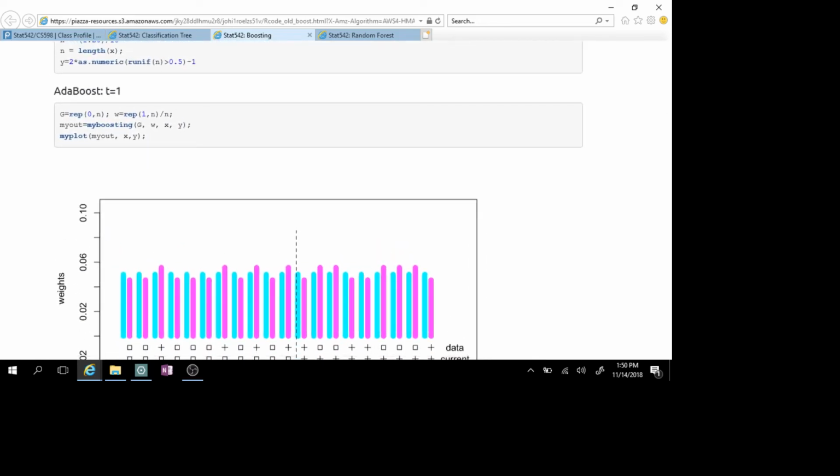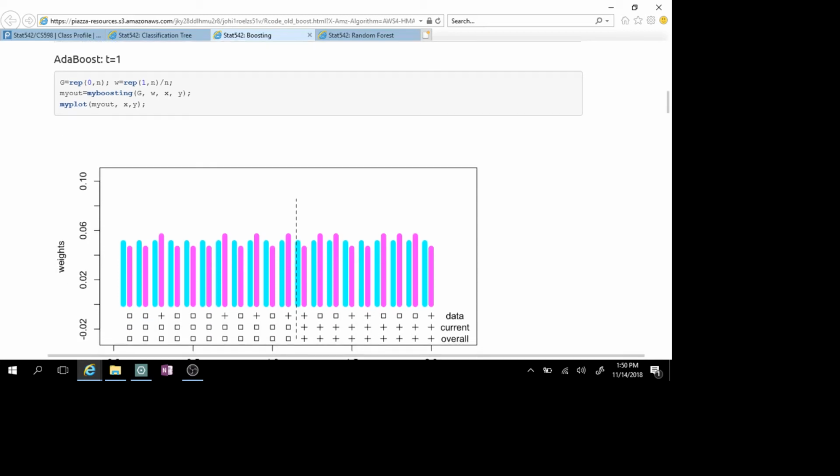But this is just to show you some steps. This is at time t equal to 1. We have our data, square is one class, plus is another class. And I randomly pick a position to divide them into 2 groups, so my classifier is basically randomly selected. Then the green or blue bars represent the original weight. At the beginning, everybody is equally likely, so the bars have the same height. And the purple shows the change of the weight.